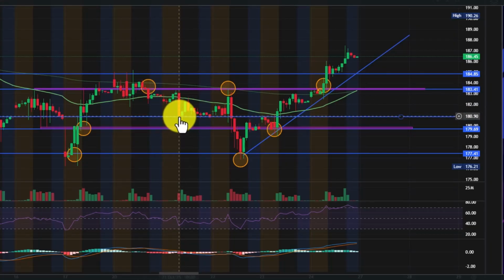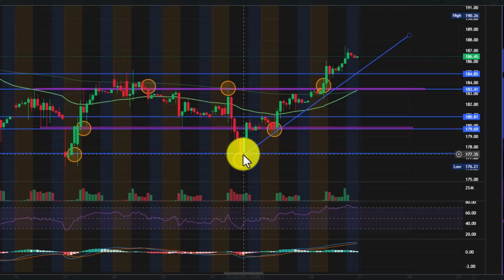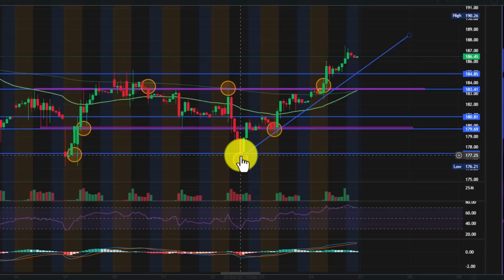and eventually sellers got power and pushed it down to this area and created a new area of support, and it came up again to that area and created another area of resistance. Sellers again pushed it down, and it went down to this area of support, the 177 area.